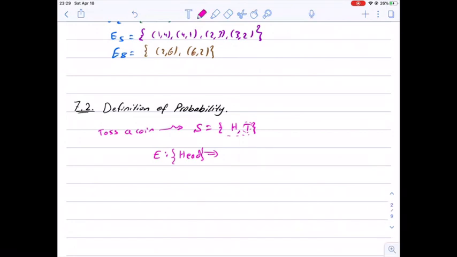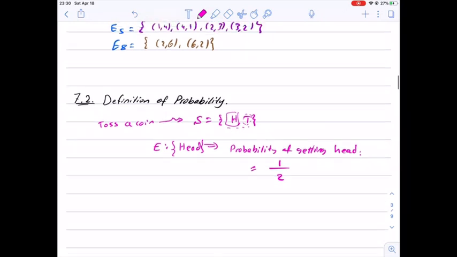So here, if we want to find the probability of getting head, it is the number of heads, 1, over the number of elements of the sample space, which is 2. So the probability is 1/2. Now we can write this using probability notation. We can write P of H, or the event is E in this case. So P of E is 1/2.